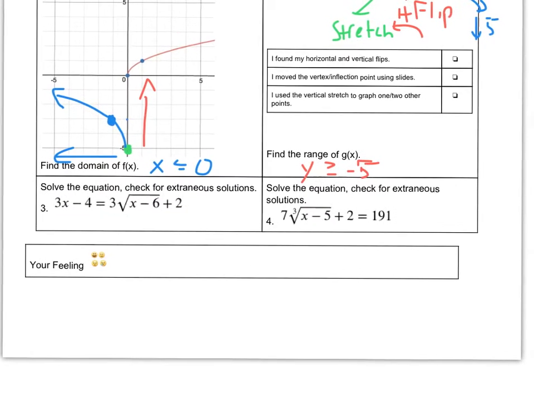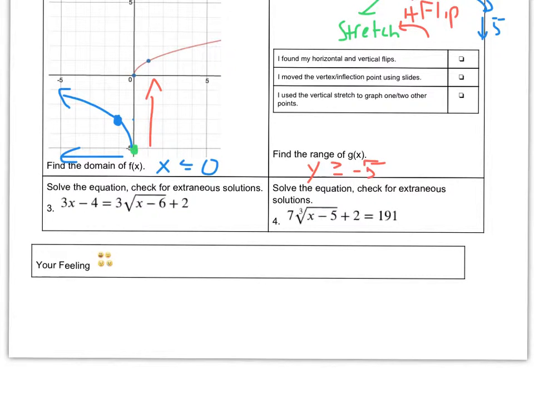I didn't mark which one of these I'm going to do. I'll just do this first one. Why not? We are solving this equation, checking for extraneous solutions. And I'm going to try to get this radical by itself before I do anything else. Add 2 to both sides, and then divide everything by 3.